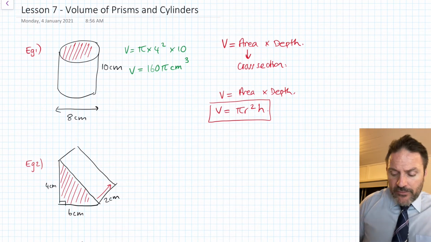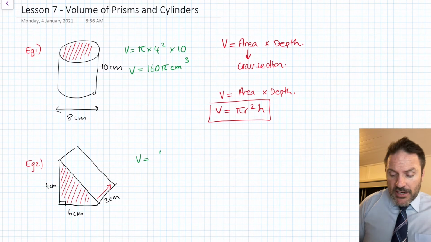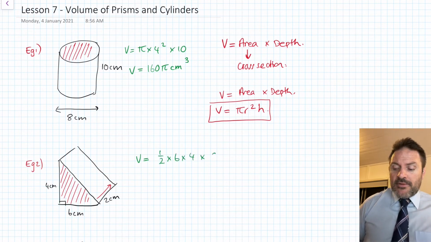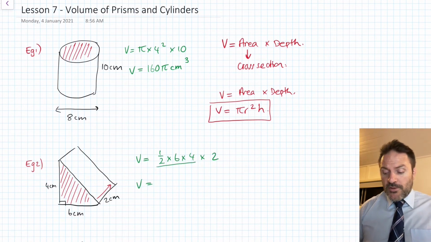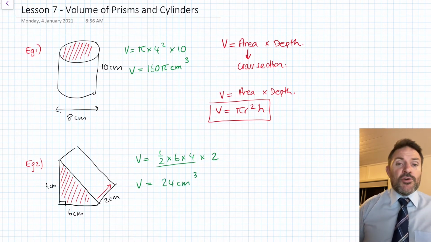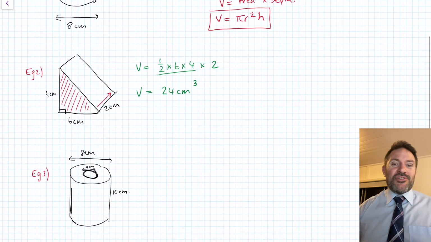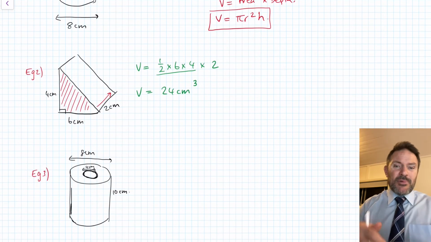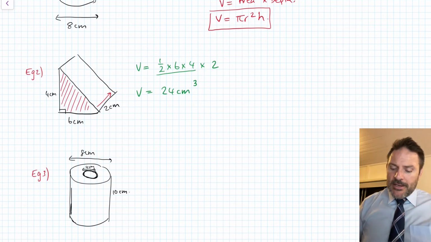Example 2, we have a prism, of course, because we have a constant cross section. So we can do half times the base times the height, and we times that by the depth. So again, that's the area times the depth. Volume equals half of 6 is 3, 3 fours are 12, 12 twos are 24, 24 centimeters cubed. Not that hard. Example 3, a little bit more challenging. We have a cylinder, but it's got a hole through it, so it's like a tube or a tunnel.